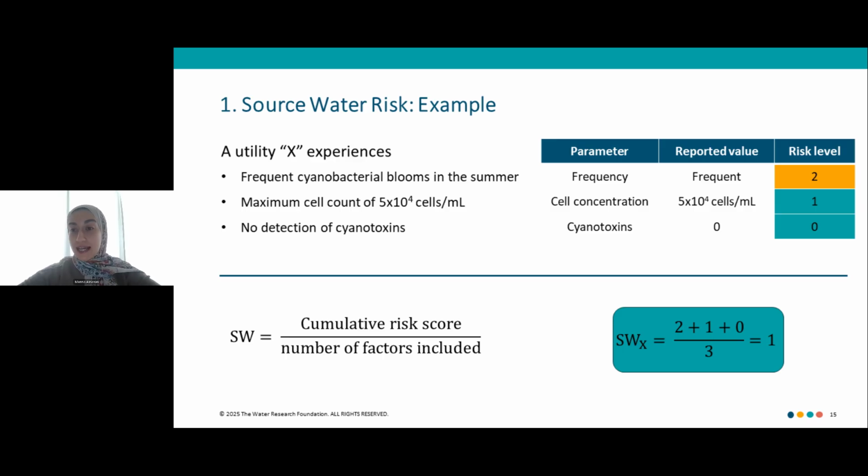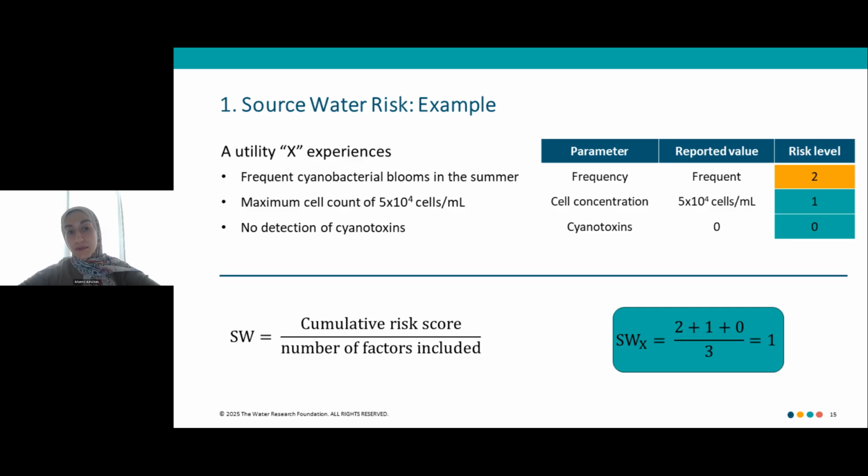So here we have a utility X, and that utility experiences or reports frequent cyanobacteria blooms in the summer, and they have a maximum cell count of around 50,000 cells per milliliter, but they have never detected cyanotoxin in the plant before. So what they would do is they lay out the parameter and they lay out the reported value, and then using the tables that we had before, they can find out the risk level corresponding to each of these levels. So again, the frequent bloom corresponds to a risk level of 2, and a cell concentration of 50,000 corresponds to a level of 1.